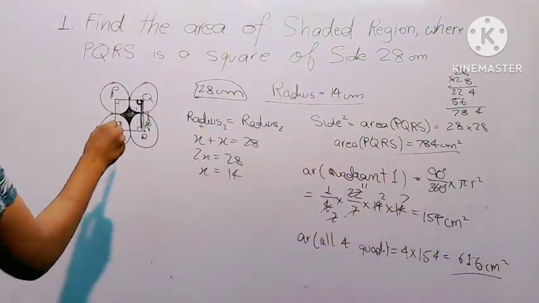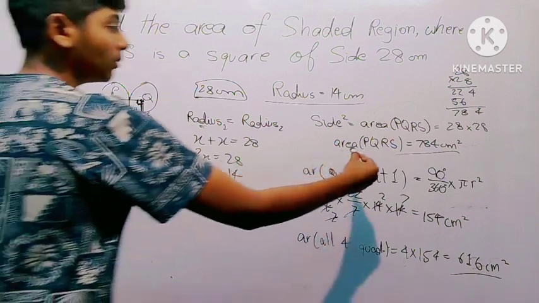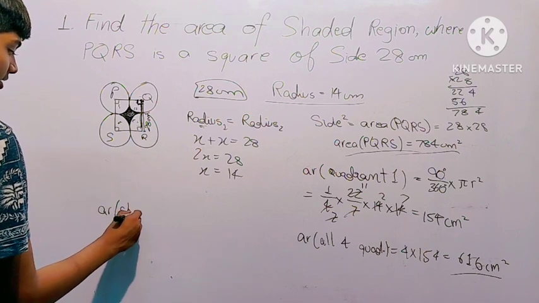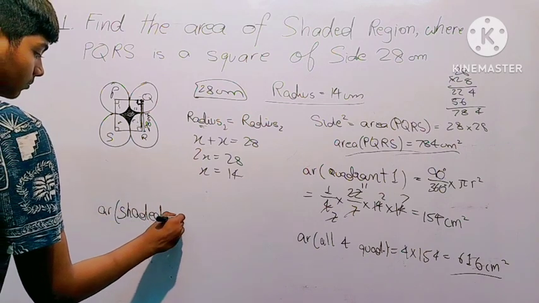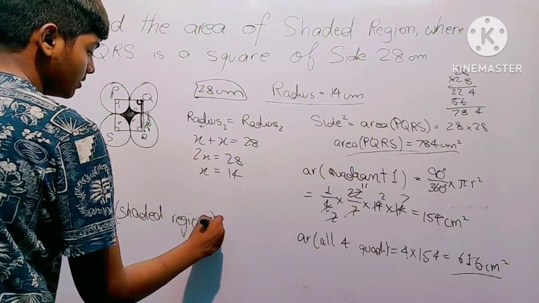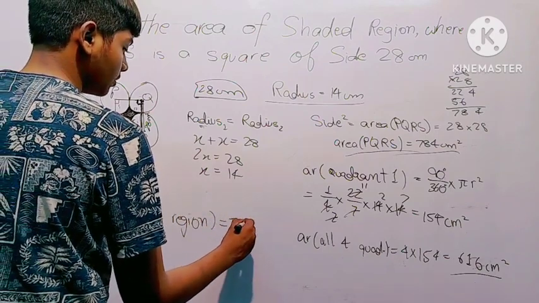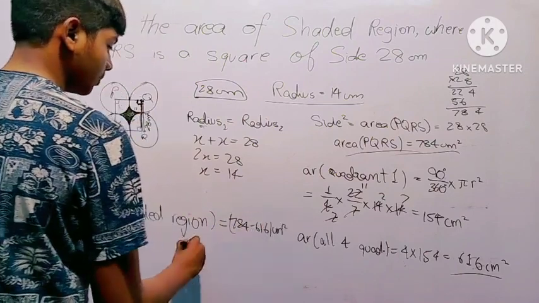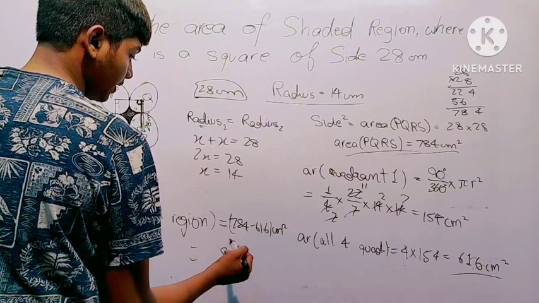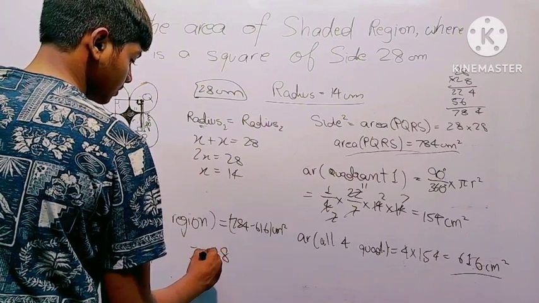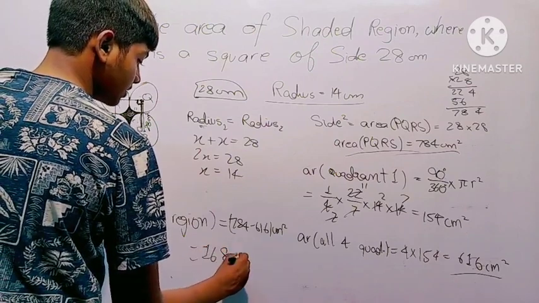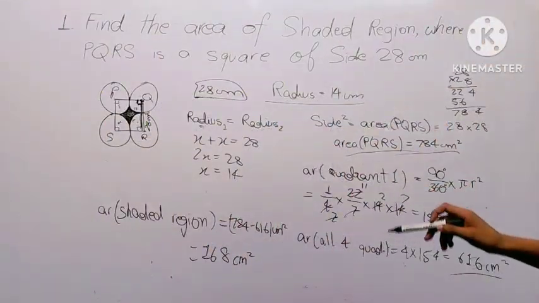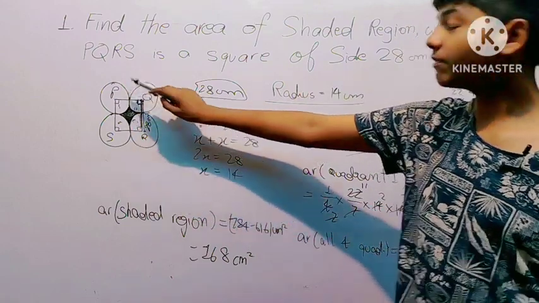Now our next step is subtracting the area of these 4 quadrants from the area of the square. So we will get the area of the shaded region as 784 minus 616 centimeter square. This would become 168 centimeter square.